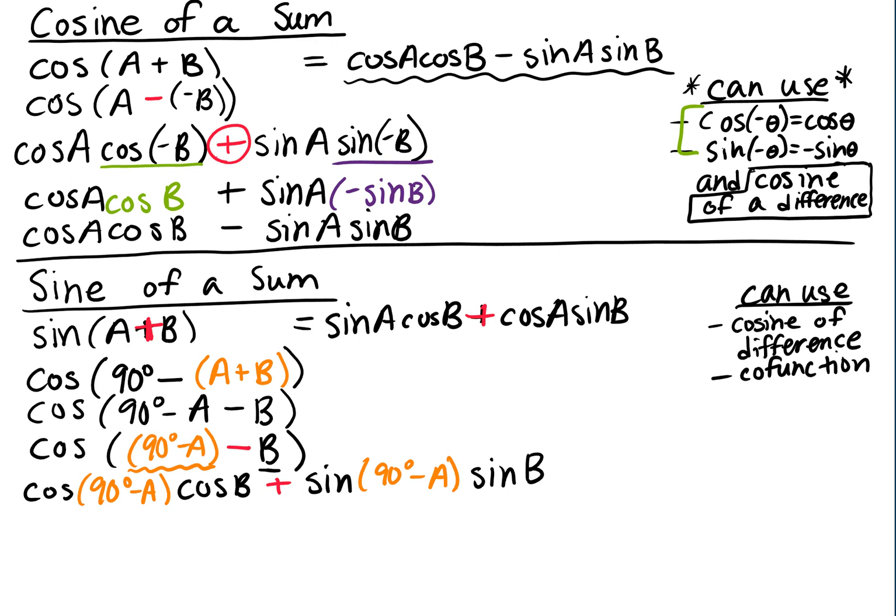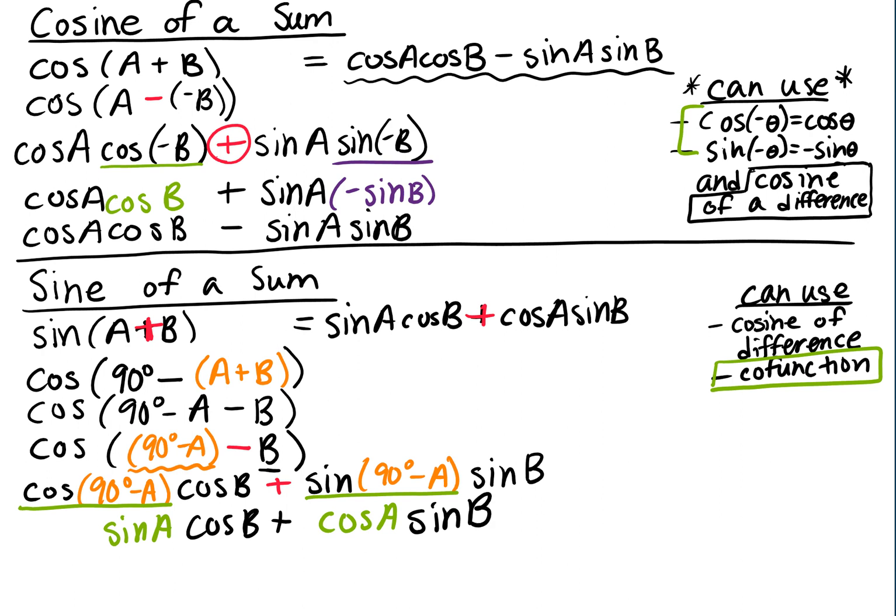Now, I'm going to use my cofunction identities. I am taking the cosine of 90 minus A, and I'm changing that into sine of A. So that's using the cofunction identity again. Cosine B plus, and then I'm going to use cofunction again and change sine of 90 minus A into cosine A. We have now morphed the sine of A plus B into sine A cosine B plus cosine A sine B using the identities that are listed over here in this box.